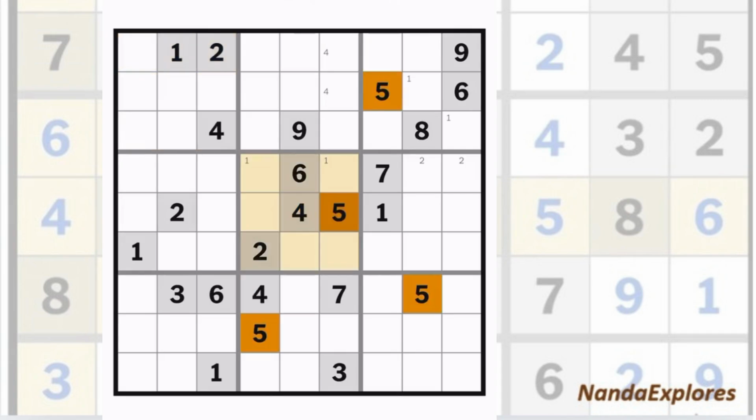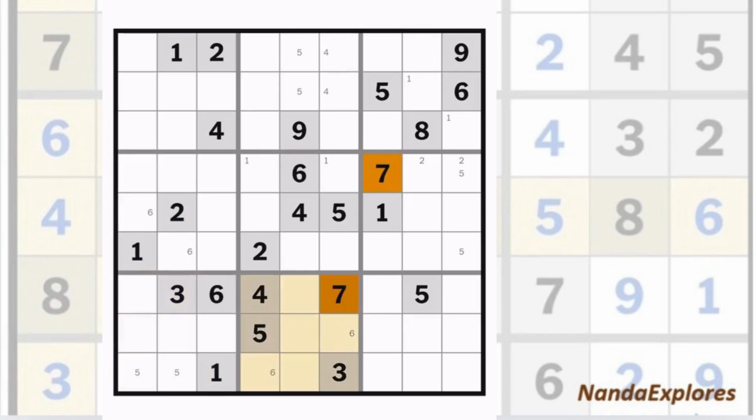And then we go to 5. In here we get 2 cells where 5 is a likely candidate. And here also we get 2 cells where 5 is a likely candidate. Here also we have 2 cells where 5 is a likely candidate. So we go to 6. Here these are the 2 cells where 6 is likely. Here also we get 2 cells where 6 is a likely candidate.